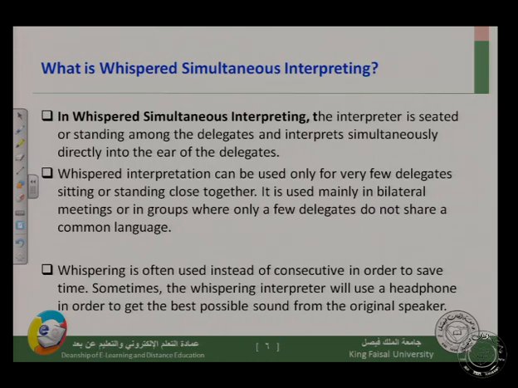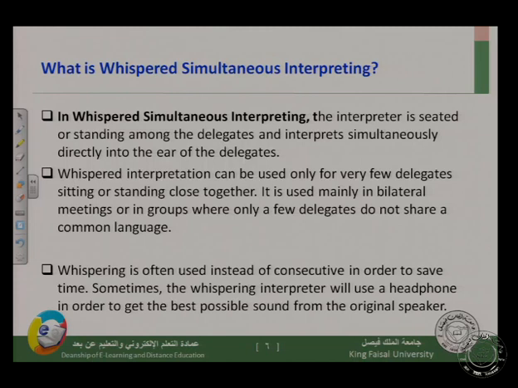is seated, or sits, or stands among delegates, among people, and interprets directly into the ear of the delegates. So you have 3 people, and you want to interpret something. You just whisper. This is one way of doing it.